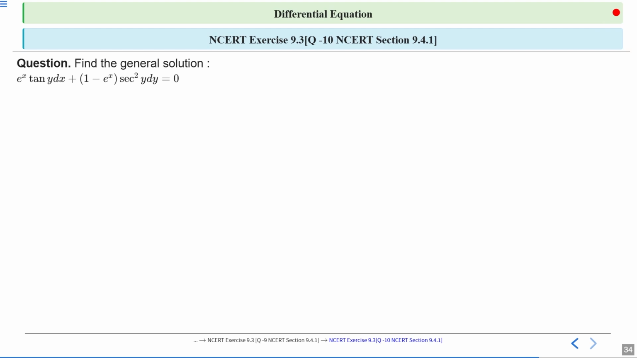Now question 10 is find the general solution of e^x tan y dx plus (1 minus e^x) sec square y dy is equal to 0. So at first separate the variables and then integrate to find the general solution. Okay, so try.